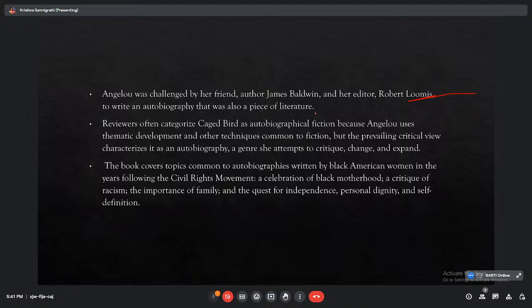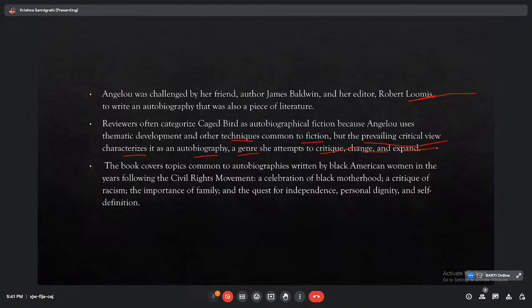Reviewers often categorize Caged Bird as autobiographical fiction because Angela uses thematic development and other techniques common to fiction. But the prevailing critical view characterizes it as an autobiography, a genre she attempts to critique, change, and expand.